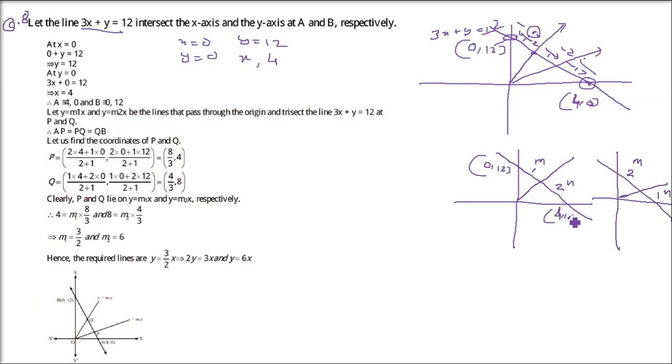So the first line, one line we are going to find out. The second line, I hope you will be able to do it by yourself. 0, 12, 4, 0 is known. M and n are known. So we can get this point. We can get this point.